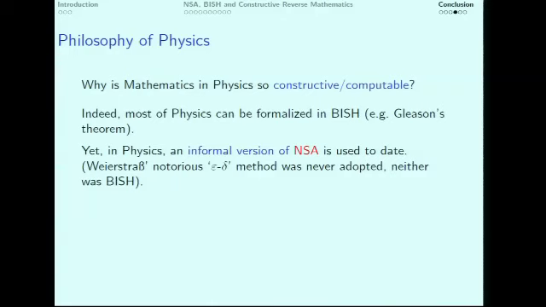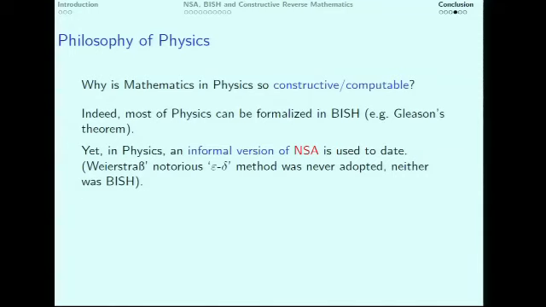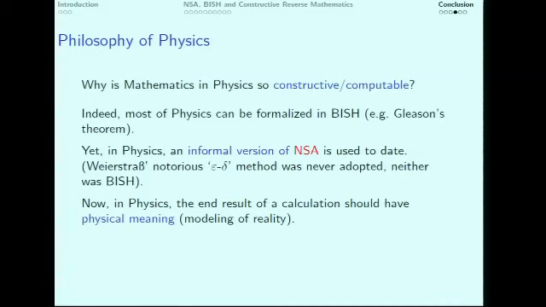Certainly not epsilon-delta. I mean, maybe there's 5% of theoretical physicists who do, and who get really angry when you mention infinitesimals. I learned the hard way. So, how do you explain this? On one hand, we use informal non-standard analysis. On the other hand, it's very constructive. Well, in physics, end results should have physical meaning. They're trying to model reality and predict reality after all.